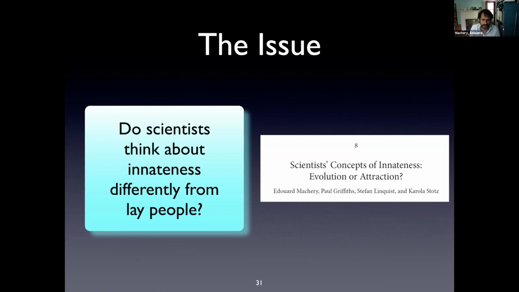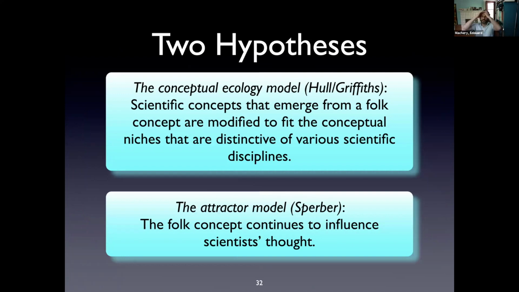And that's what we've been examining in a recent paper with Paul Griffiths, Stefan Linquist, and Carola Stotz. The paper was framed by two hypotheses. On the one hand, the conceptual ecology model, on the other hand, the attractor model that comes loosely from Sperber. The first one comes loosely from David Hull and Paul Griffiths.